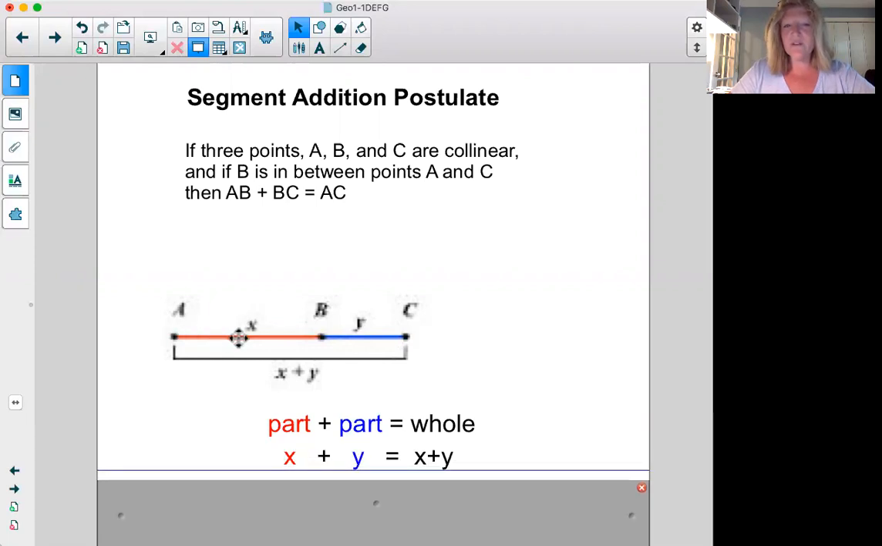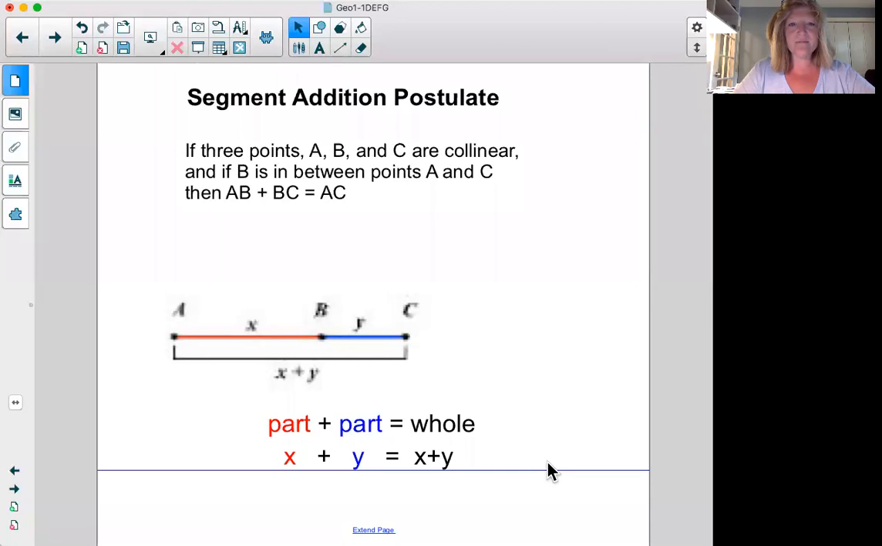And so if you were given the measurement here, the measurement here, or the measurement here, if you were given any 2 out of 3 of those, you could figure out the missing part. Now notice, the only time you can use the segment addition postulate is if the 2 parts in question do not overlap and there's no gap between them. In other words, one part ends when the next part begins. That's the only time you can use segment addition postulate.